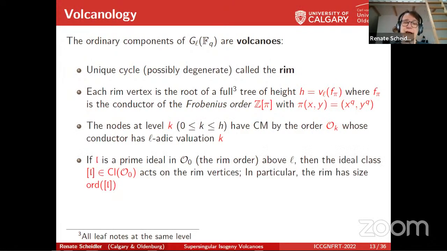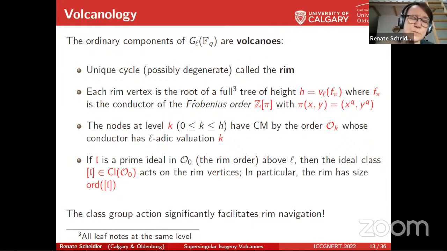And the class group action comes into action here via the rim. So if you take your little prime L and you take an ideal above it, a prime ideal above it in the rim order, the top order there, then the ideal class of L acts on the rim. It lets you walk around the rim vertices. And in particular, the size of the rim is the order of that ideal class in the ideal class group. And we're going to see that you walk the rim via this class group action. So the class group action significantly facilitates rim navigation.